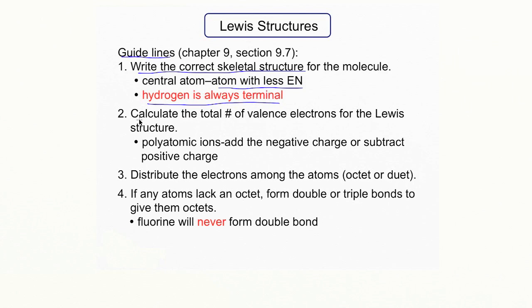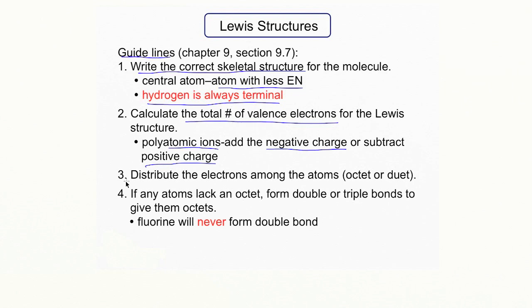The second step is we need to calculate the total number of valence electrons for the Lewis structures. If you have a polyatomic ion, then you have two possibilities. If the polyatomic ion is negatively charged, then you add the negative charge when you count the total number of valence electrons. If the polyatomic ion is positively charged, then you need to subtract the number of the charge from the total number of valence electrons.